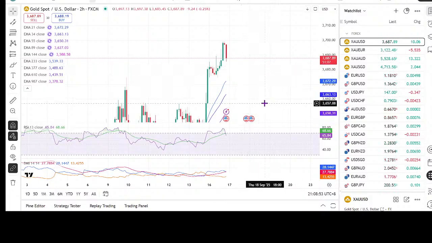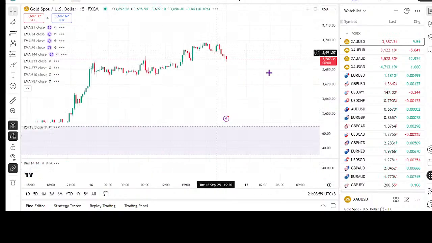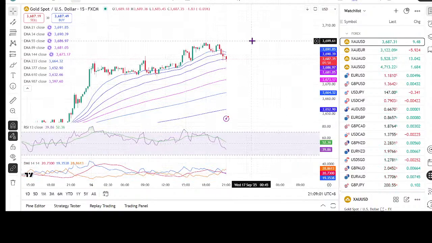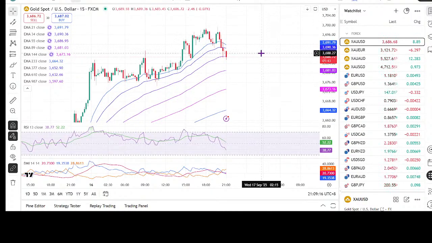Okay, now let's go for a cautious trade. The price high happened to be 3700. That is also one of our price projections. So what we will do is we will try to go for a sell.